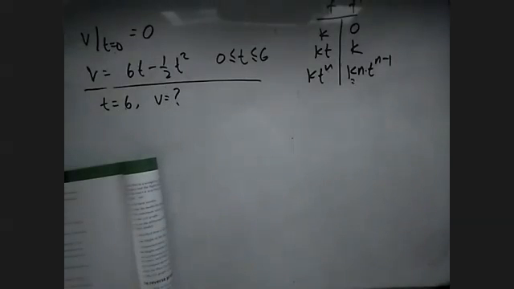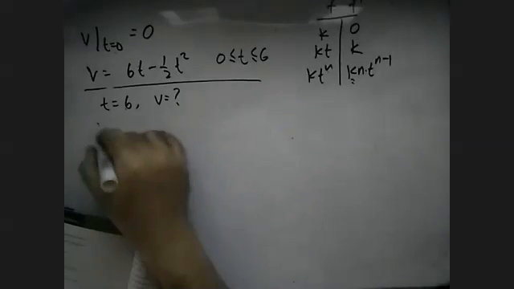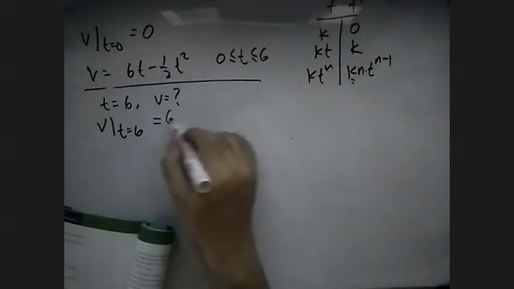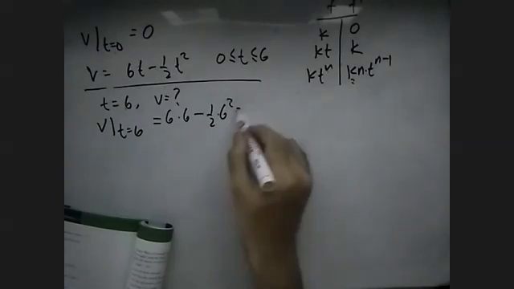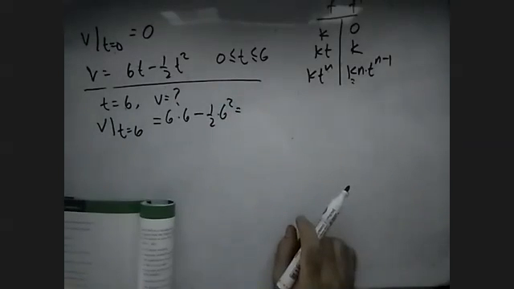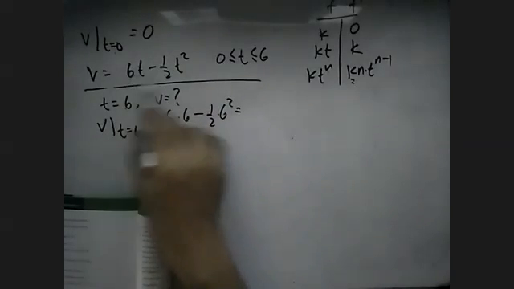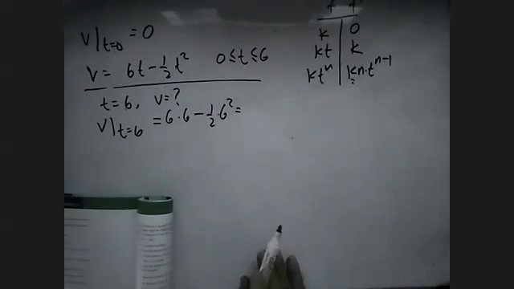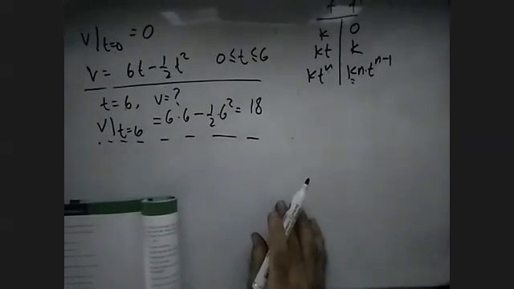Okay. Now, this is very simple. This is a substitution, yeah? We're going to use v when t equals 6 is 6 times 6 minus half times 6 squared. When time is 6 seconds within this formula, yeah, we can use this formula. Then we simply change any t with 6. That's going to be 18. That's the first question.